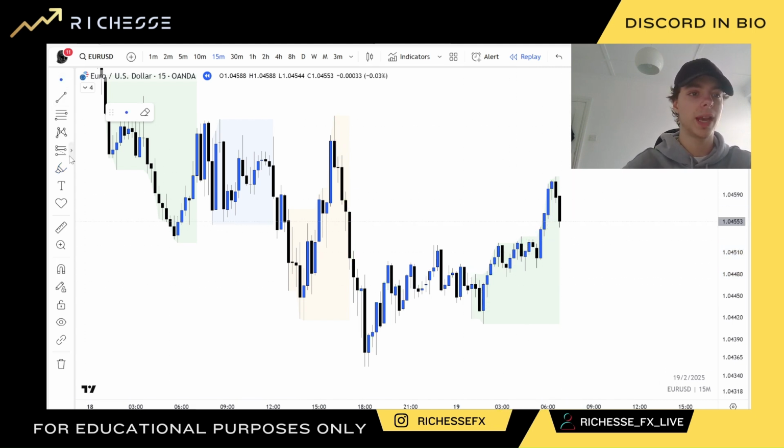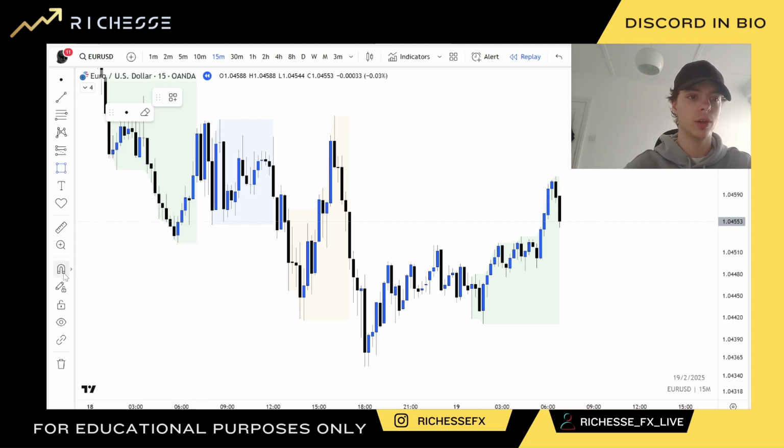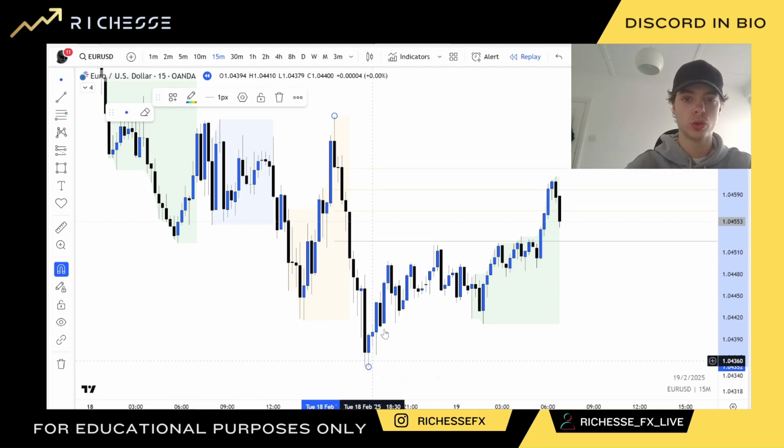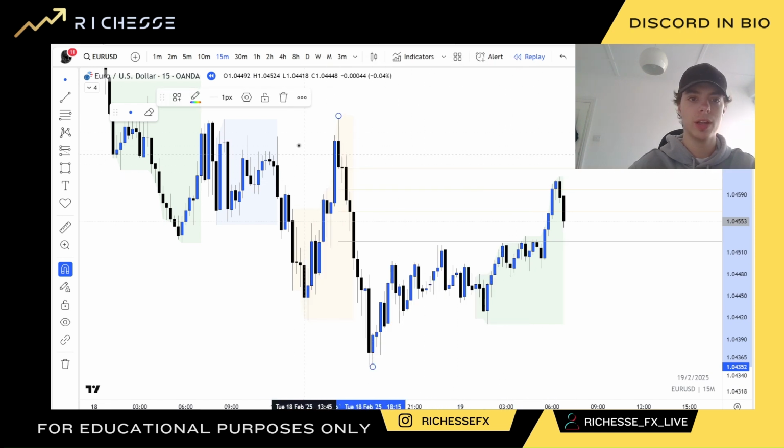So what I'm going to do is pick out a POI. What we want this POI to be is internal and external. Internal being order blocks and fair value gaps. External being highs and lows. So within here, we're going to look for an order block or a fair value gap that looks decent. Obviously, there's a few things you can do for this. One of the things is to draw on your OTE, which is this level here, 705, 79, and 62, and pick an area near that.